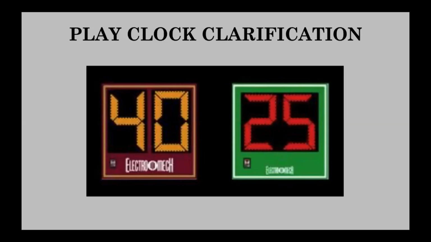I want to spend a few minutes talking about the 40-second clock and 25-second clock. It's a pretty straightforward rule, but there's also some philosophy and understanding behind it. So we want to talk a little bit about this clarification that Federation put in, just to make sure everybody understands in some situations when the 40-second clock starts.